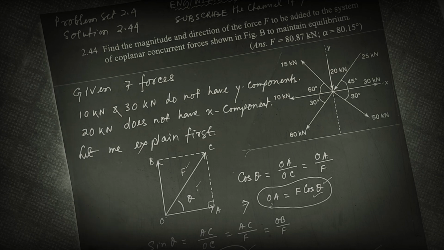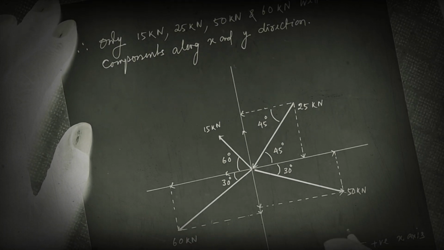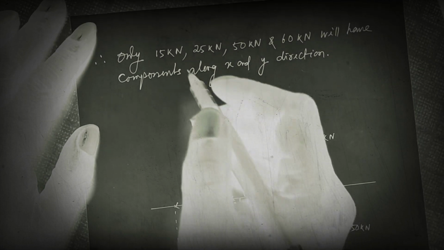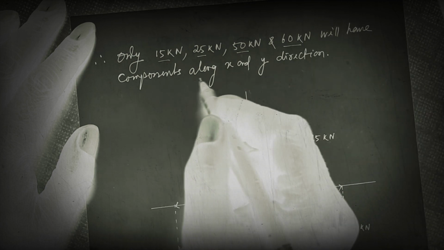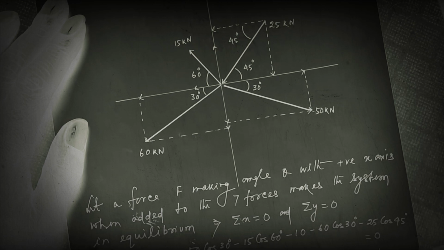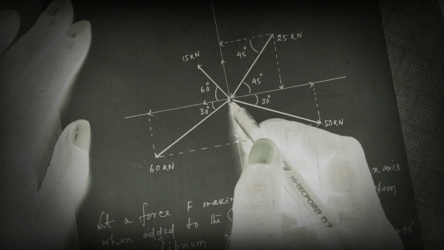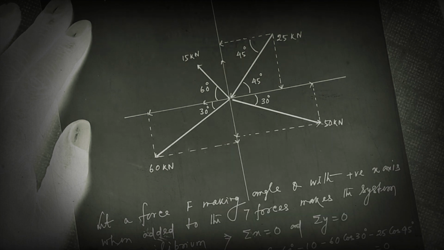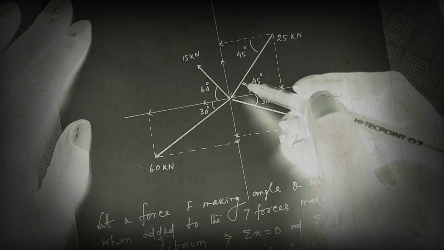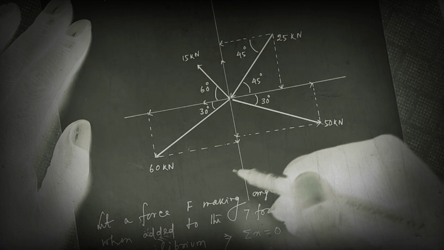So let me go back quickly to the next page. So what is the conclusion? Therefore, the conclusion is only 15 kilonewton, 25 kilonewton, 50 kilonewton and 60 kilonewton will have components along x and y direction that I have shown here. This is your 15 kilonewton. This angle is given as 60. So from here to here along negative x-axis will be 15 cos 60. From here to here will be 15 sin 60 along positive y-axis.